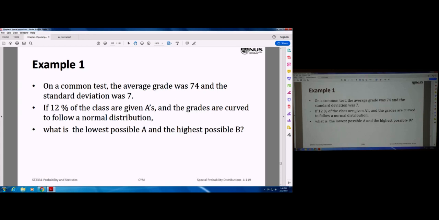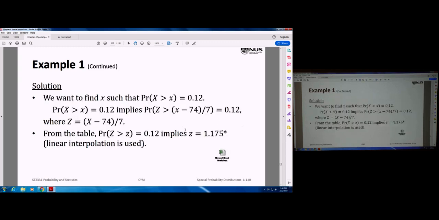You might not be surprised to hear that this is very much what we do when we get your grades. So we want to find an x such that the probability that the random variable X, which is associated to the score and is supposed to be Gaussian, is greater than or equal to x is 0.12. This implies that the random variable Z, which is standard Gaussian, i.e. (X minus 74) over 7, is bigger than (little x minus 74) over 7, and that's got to equal 0.12.